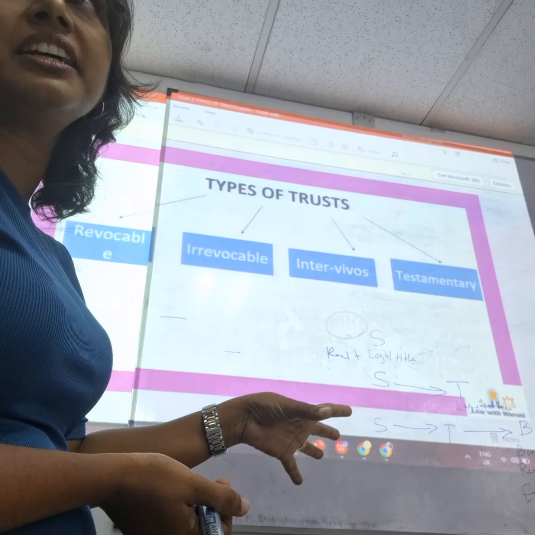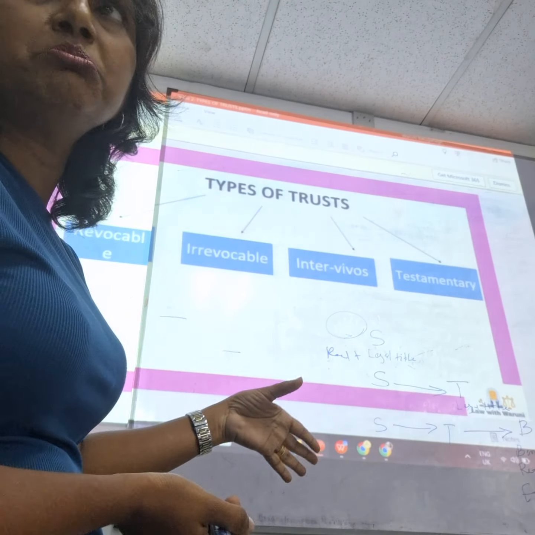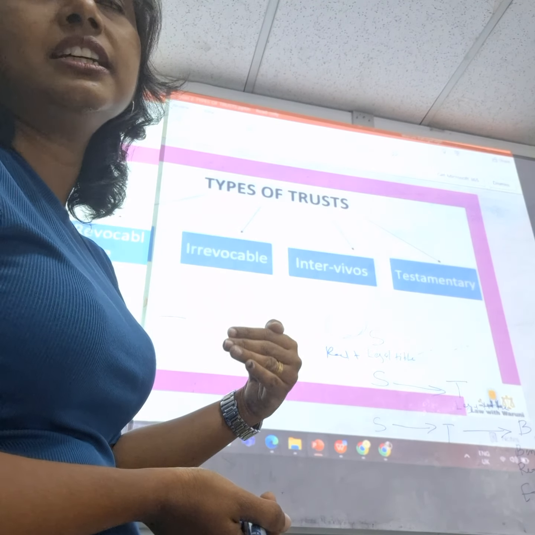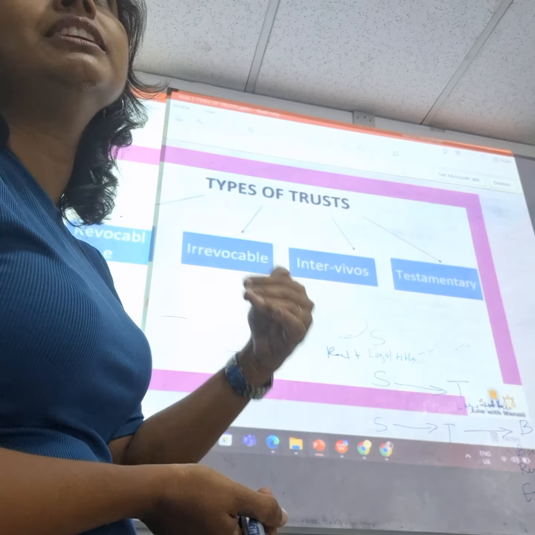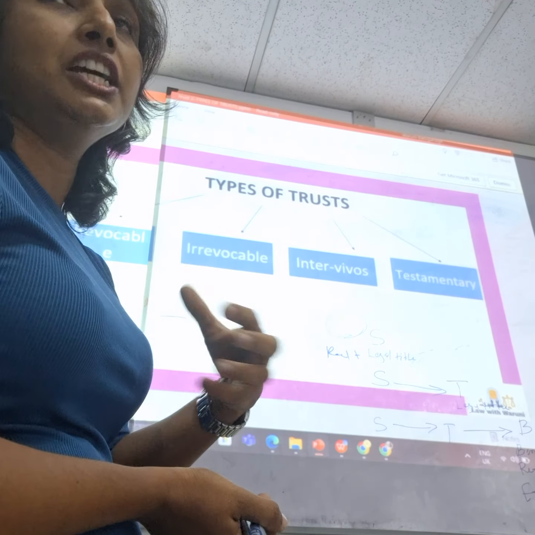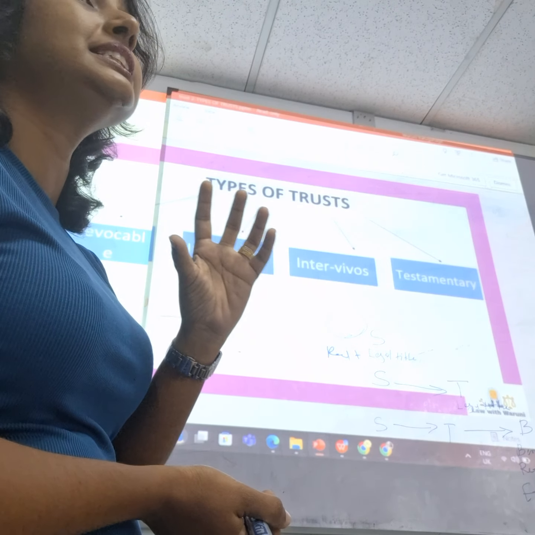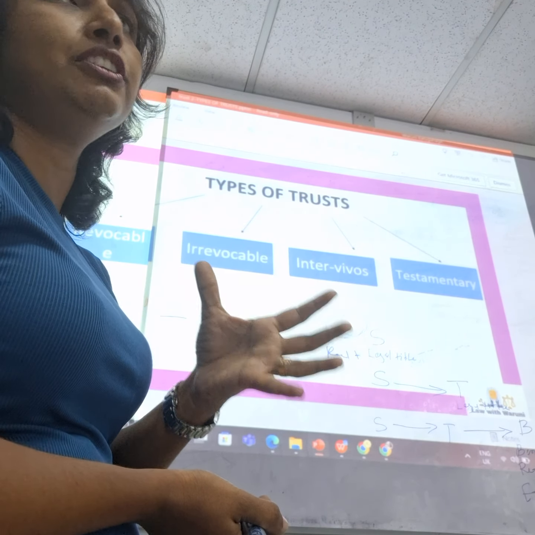You cannot cancel the trust at all. Inter vivos and testamentary: an inter vivos trust means a trust which was created by the settlor while he was living. So he created the trust while he was living. At that moment, the creator of the trust is known as the settlor. That is the word that we use.